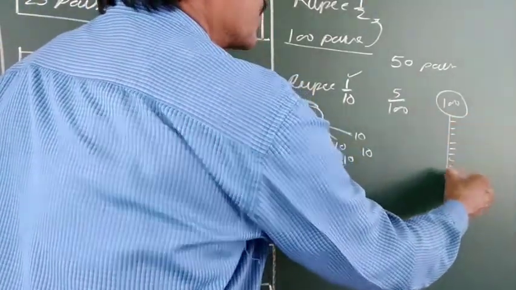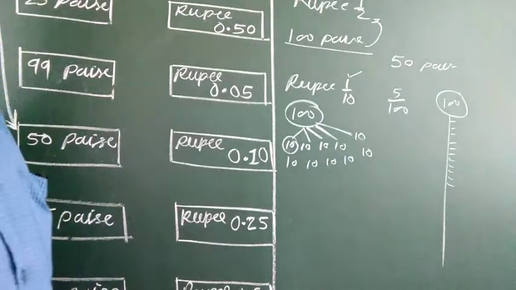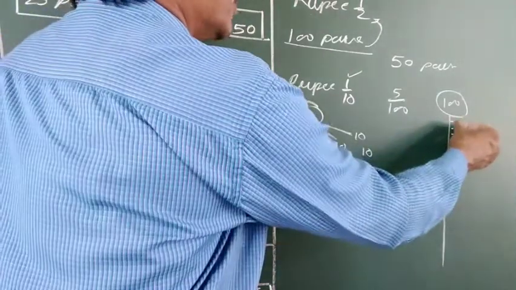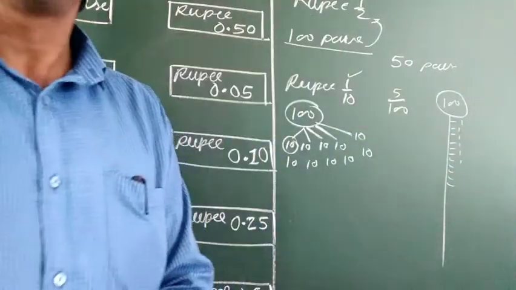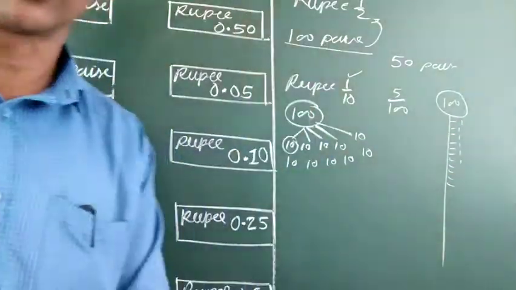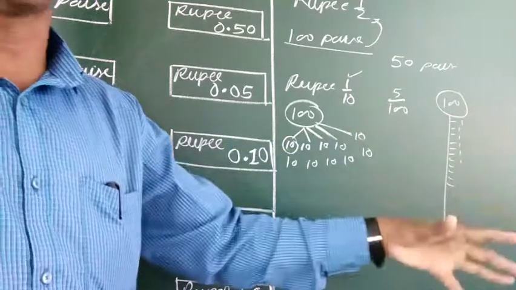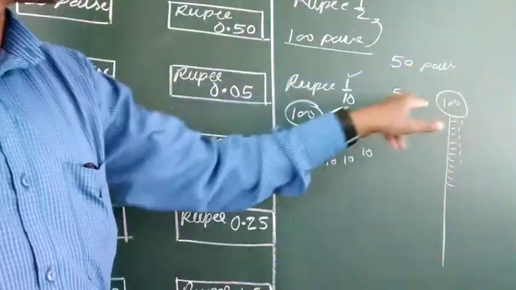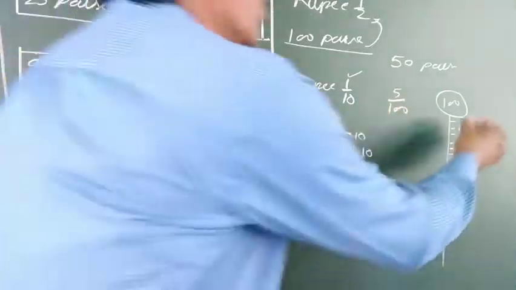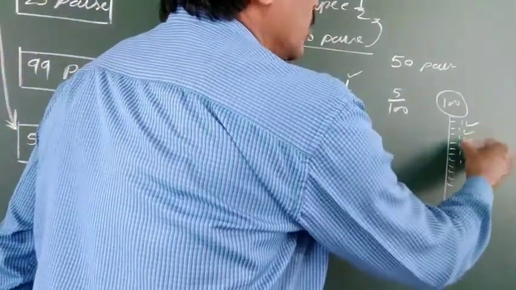I say 100 equal parts. So if you make 100 equal parts, there will be 1, 2, 3, 4, 5, 6 like that. 1 rupee in each part. One paisa in each part, right? So 100 paise, 100 parts means 1 paise equals 1 part. So out of these 100 parts, you have to take only any 5 parts. So if you take like this, 1, 2, 3, 4, 5 parts.